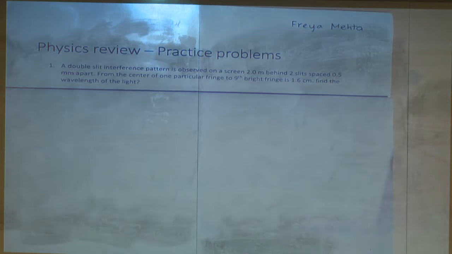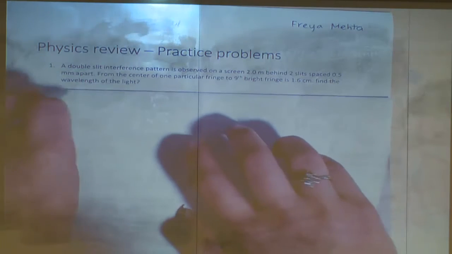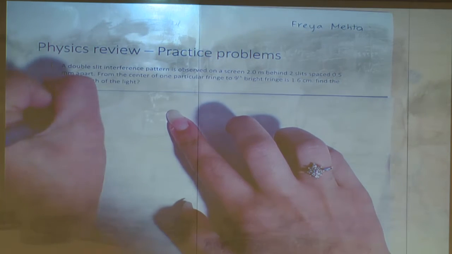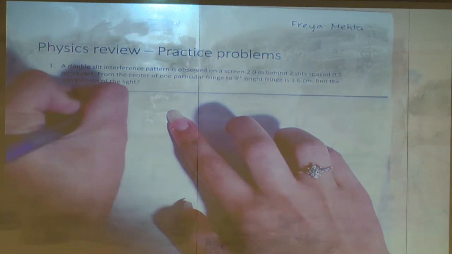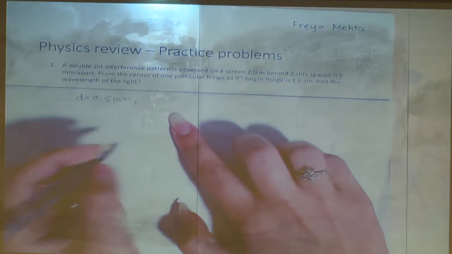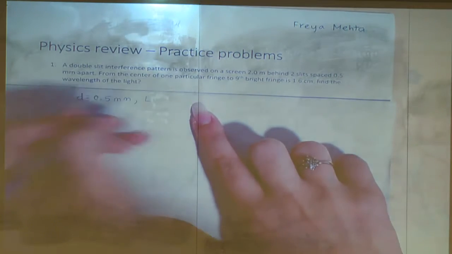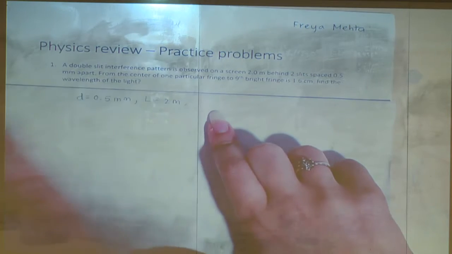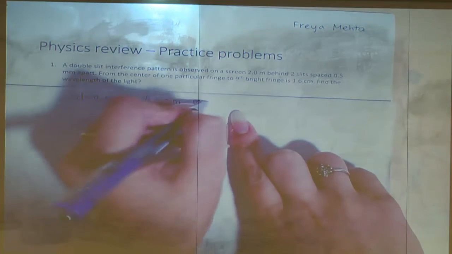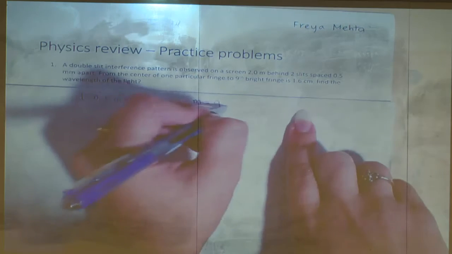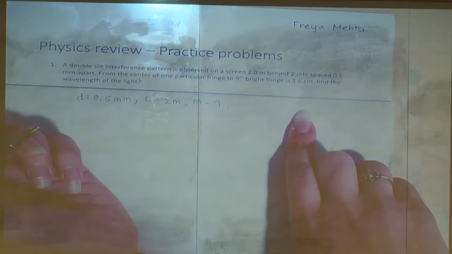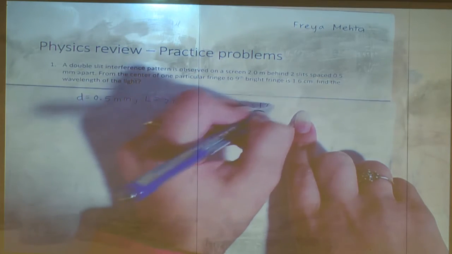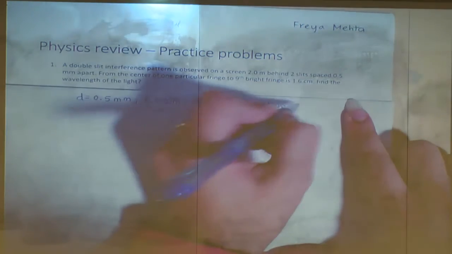What we're given is d, the distance, which is 0.5 millimeters, right? And then we're given the length, which is 2 meters apart. And then the order of the fringe is 9. And y is 1.6 centimeters. So we have to find the wavelength.